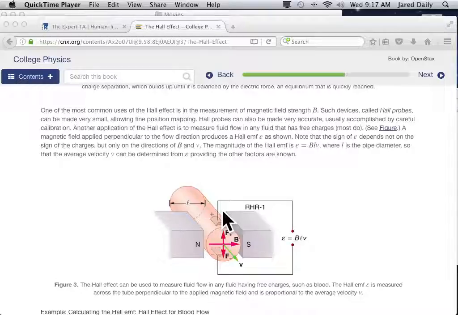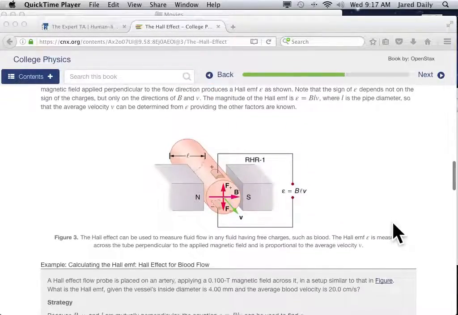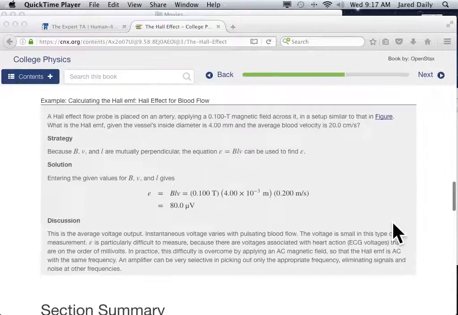This can be external to the body, so it's especially on your fingers where there's not that much going on. But here we have an example where we're going to apply a 1.1 Tesla magnetic field across an artery, and then put this probe in place to measure that EMF. And they know that the diameter is 4 millimeters and the velocity is 20 centimeters per second.